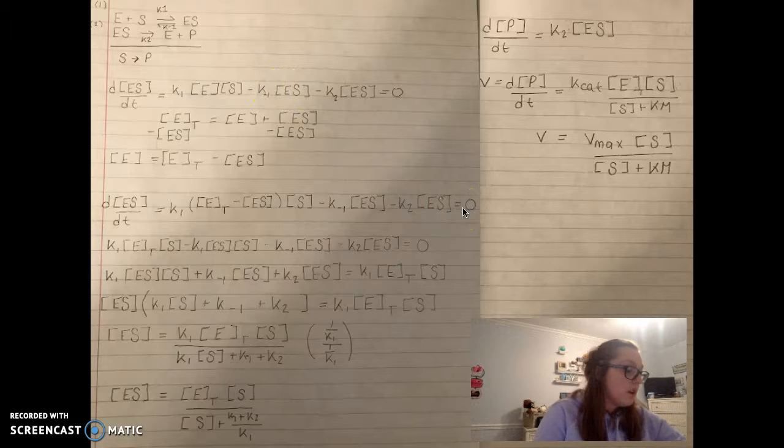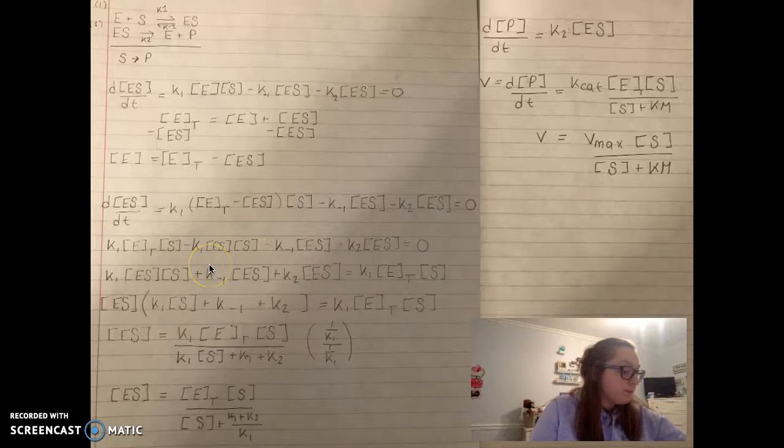So the next step would be to distribute both K1 and S into this portion of the equation. So we're going to take K1, put it to these two terms, and put S into these two. So we're going to have K1 times the concentration of E total times the concentration of S, minus K1 times the concentration of ES times the concentration of S, minus everything else, which stays the same from there.